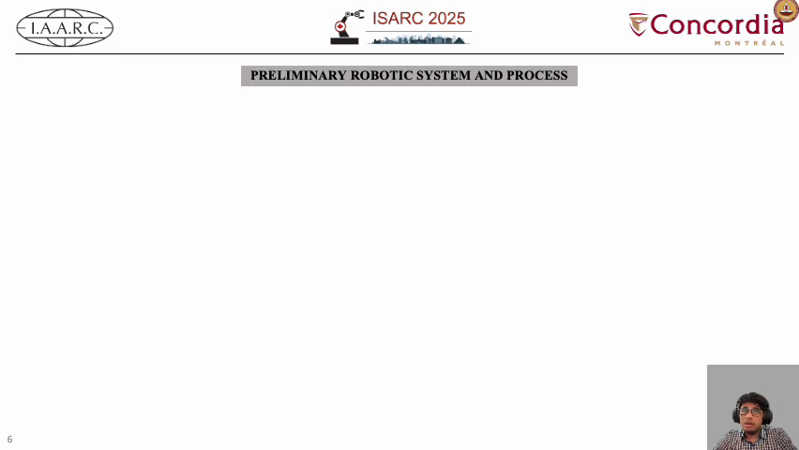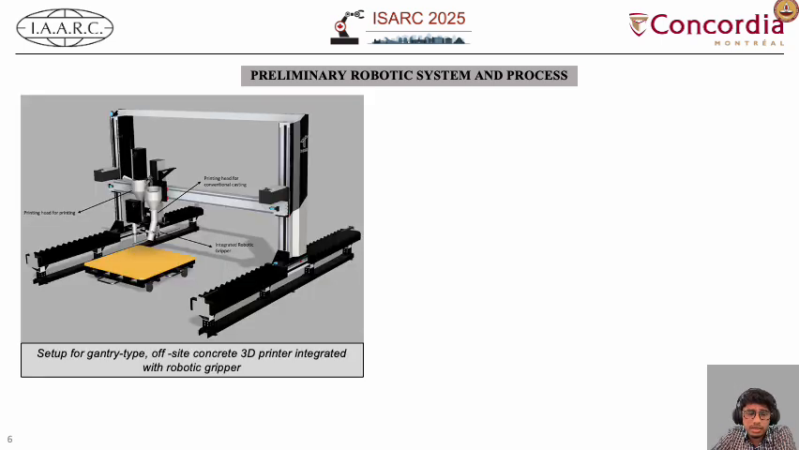To start with the automation process, we came up with a preliminary robotic system. Here you can see a gantry 3D concrete printer, which has a printing head that will be used for printing. It is integrated with a robotic gripper which will be used for pick and place operations, as well as a grouting system which will also help in grouting in the final stages of the printing.